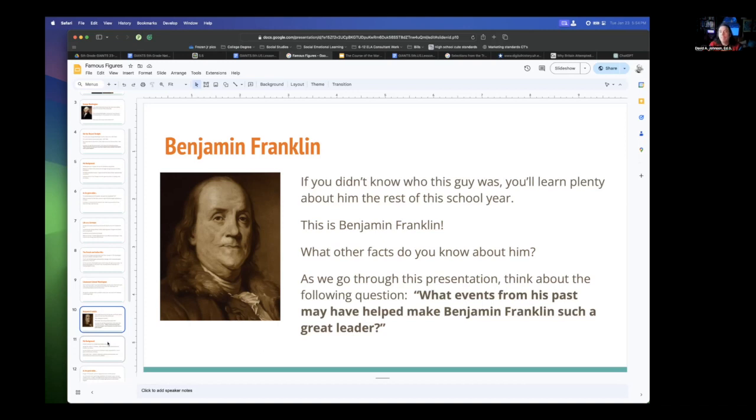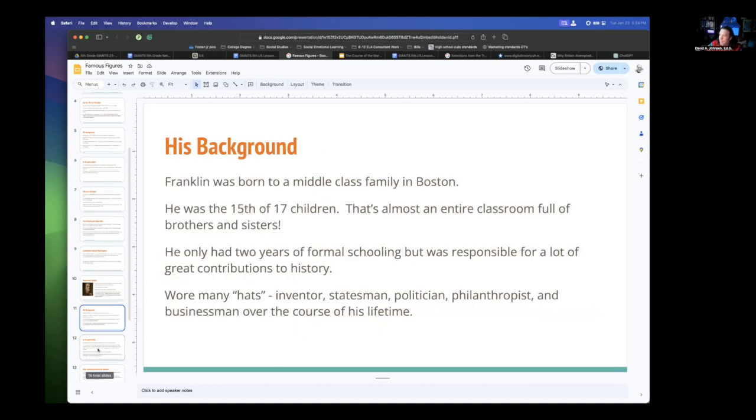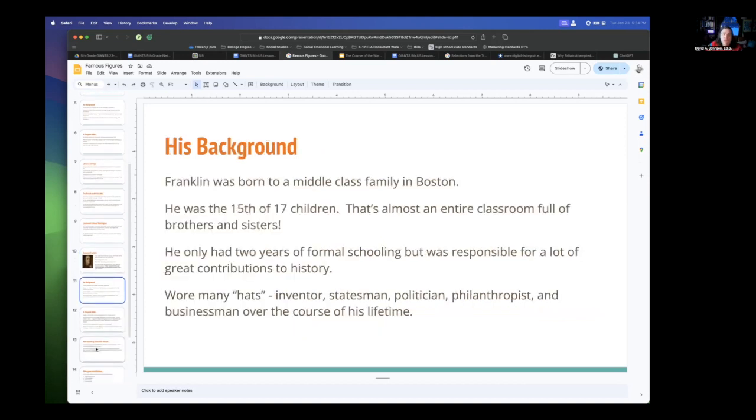So we have this famous figures presentation here for you to kind of spend a little bit of time going through with your kids. I am the youngest of four, technically really two, because my sisters are half sisters and they're both so much older than I was. I didn't really live with them for very long.